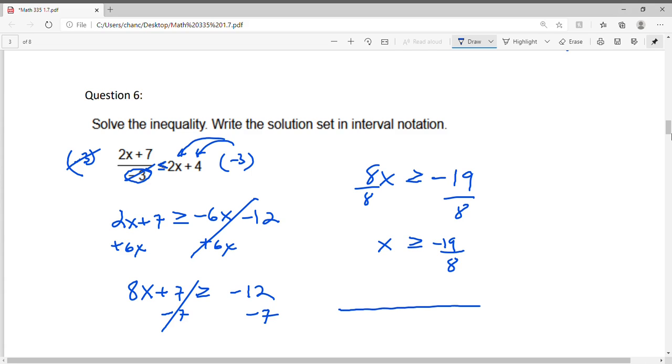What we need to do now is graph it on the number line. And -19 over 8 somewhere on the left side. It's going to be a closed circle. And this points to the right, so we're going to shade to the right.